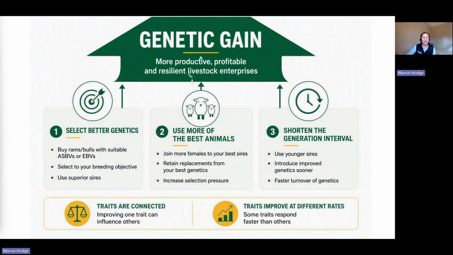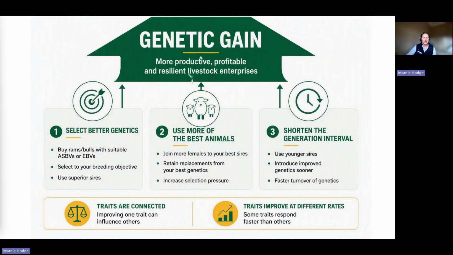The second way that you can increase your rate of genetic gain is obviously to use more of the higher genetic merit animals. So join more females to your best sires. Retain replacements through your best genetic merit animals. Another way that you can increase your rate of genetic gain is also to shorten your generation interval. So this assumes that the younger sires have a higher genetic merit, because if you're selectively breeding, obviously the animals that you aim to produce should be better.